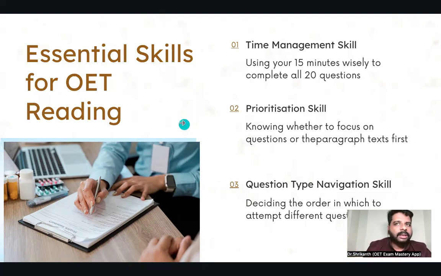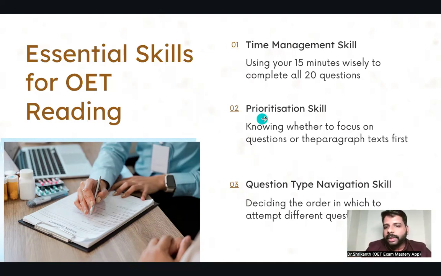There are certain strategies. Skills are different, strategies are different. Strategy is the technique. Strategy is the approach. Skill is something that you develop. Skill is when you implement these strategies and become very good at it. That is what we call skill.